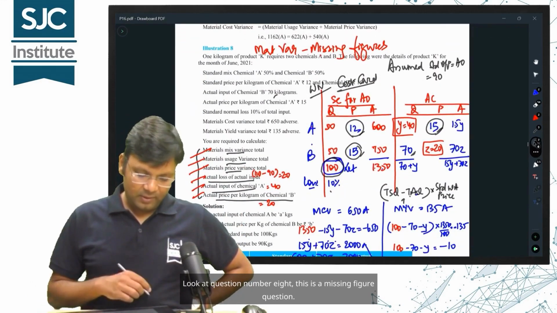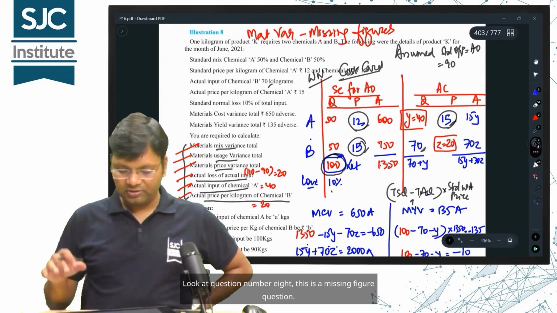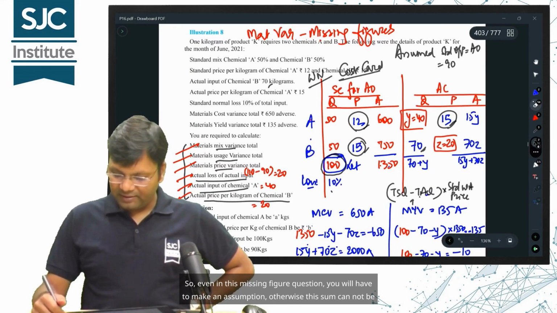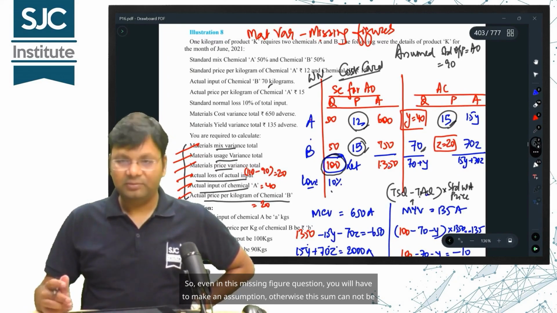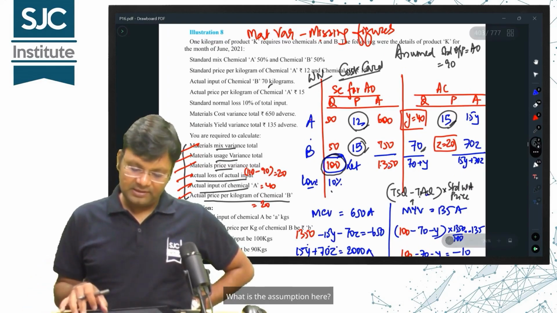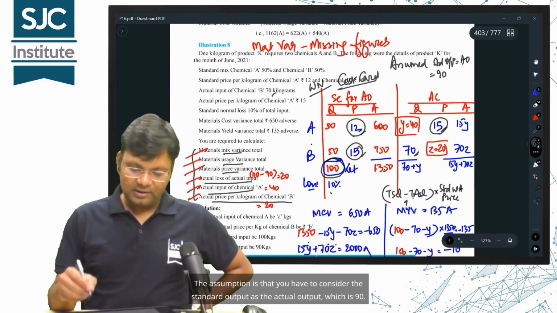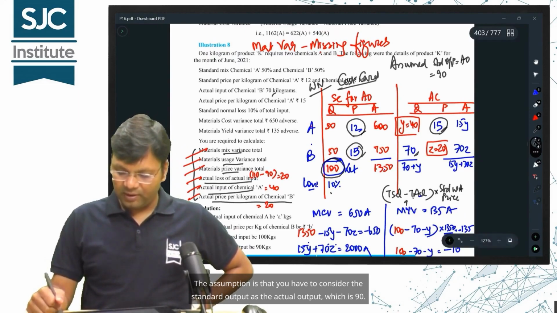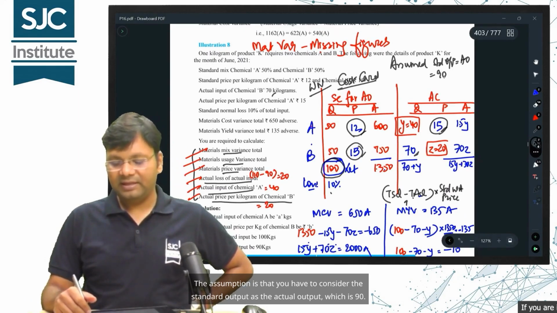Look at question number 8. This is a missing figure question. So, even in this missing figure question, you will have to make an assumption, otherwise this sum cannot be solved. What is the assumption here? The assumption is that you have to consider the standard output as the actual output, which is 90.